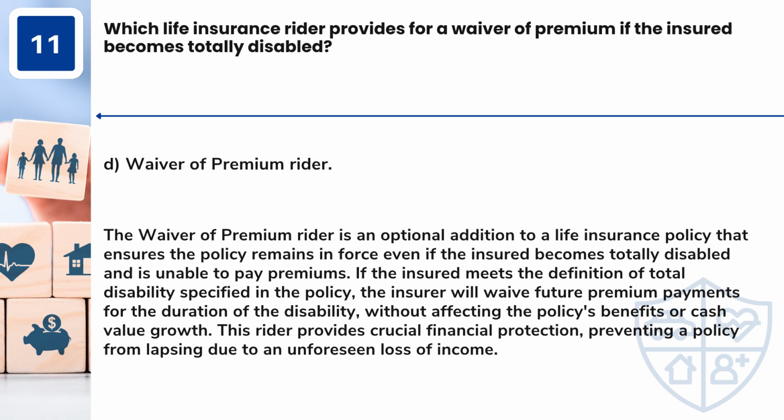The waiver of premium rider is an optional addition to a life insurance policy that ensures the policy remains in force even if the insured becomes totally disabled and is unable to pay premiums. If the insured meets the definition of total disability specified in the policy, the insurer will waive future premium payments for the duration of the disability, without affecting the policy's benefits or cash value growth. This rider provides crucial financial protection, preventing a policy from lapsing due to an unforeseen loss of income.